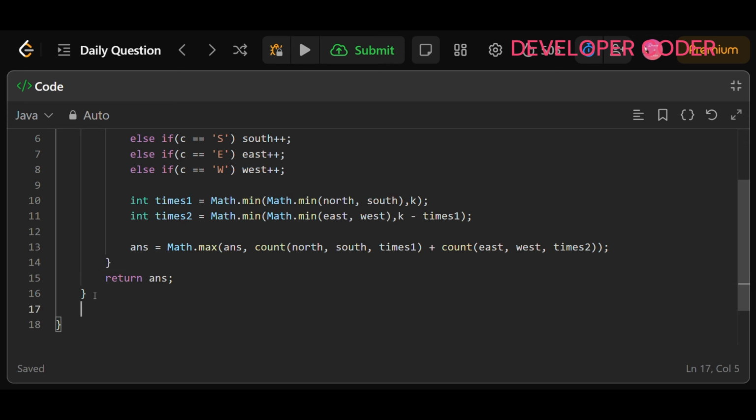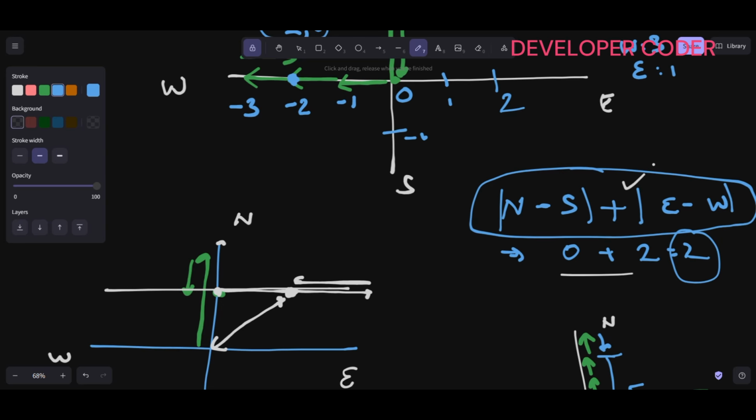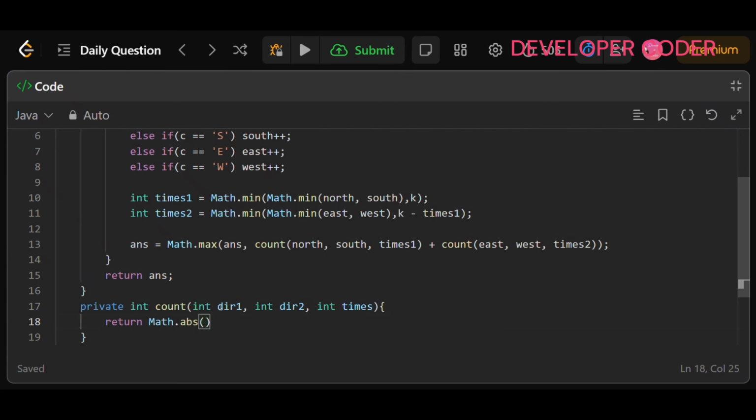Now let's write the code for this count. That is also very simple. Private int count. In count we are passing two directions, int direction 1 and int direction 2, and we are also passing the times value. Inside this, we just have to return the absolute value of, math.abs, north minus south. So here you can simply say north and south; we are passing these as variables, direction 1 minus direction 2.